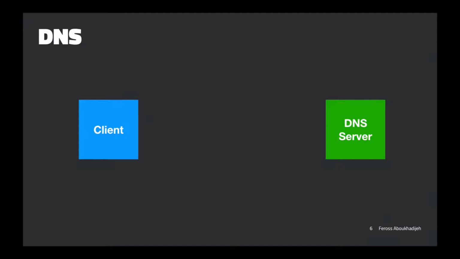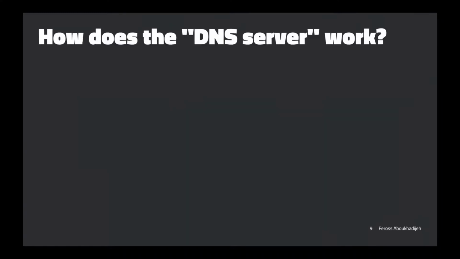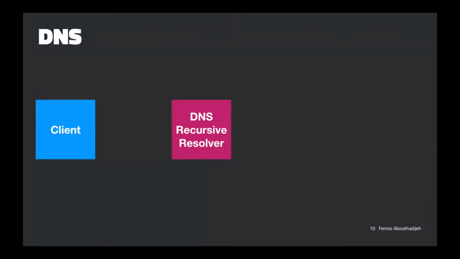So at a very high level, your browser makes a request to some server, which we call the DNS server, and the DNS server gets this message from the client in the form of a query. The client is asking a question: what is the IP address for a particular domain? In this case, stanford.edu, and the server is going to respond with the IP address for that domain. So that's the high level. But what is that DNS server actually doing? This is a more detailed view of the process.